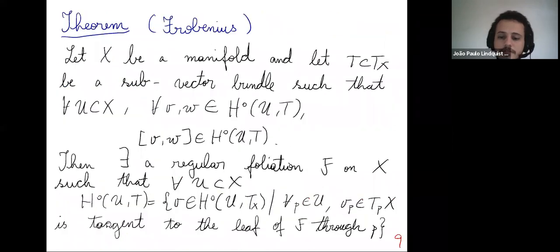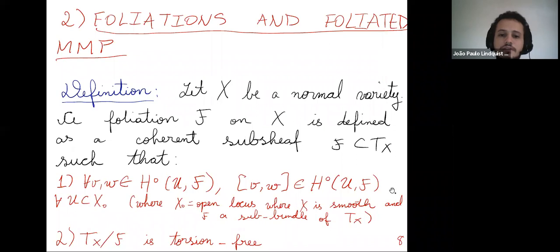The second condition is that the quotient is torsion free. So why do I make this definition? What's the relation of this definition with the regular foliations definition I gave in the introduction?